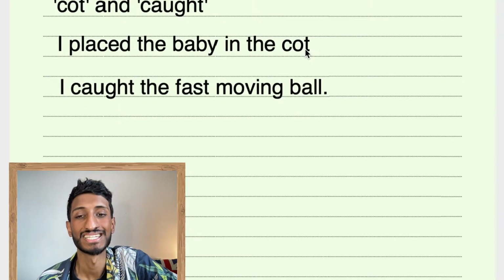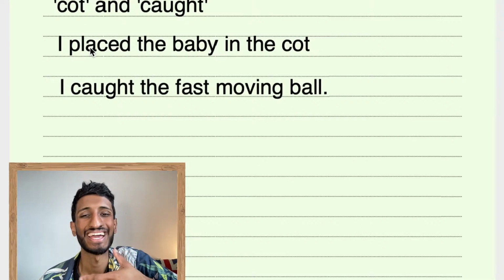Cot. T. So there's the T sound there. Also notice the A vowel sound, so it's play, A. Can you say that for me? A.